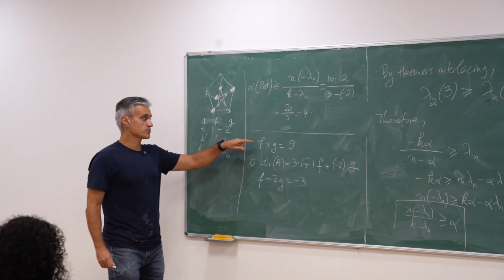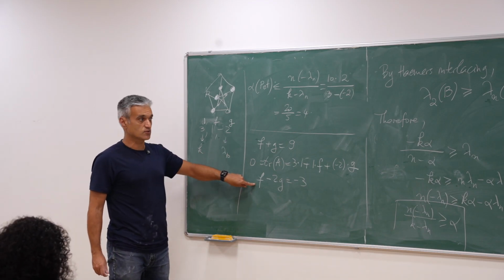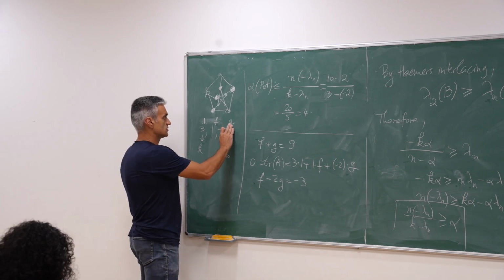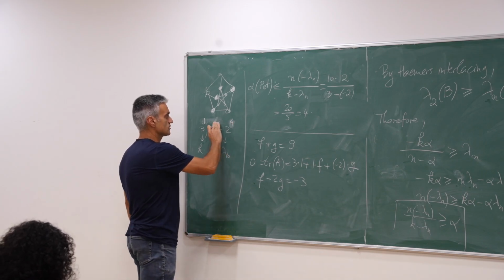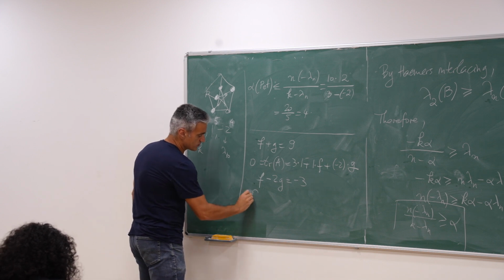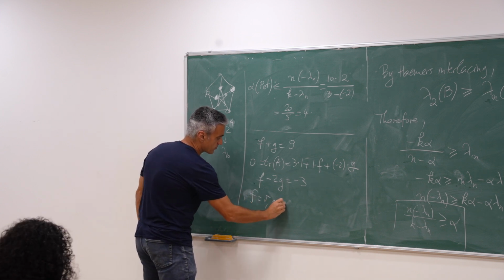And if you subtract the second equation from the first equation, you get 3g equals 12. So this will be 4, and this will be 5. So g will be 4, f will be 5, and g will be 4.